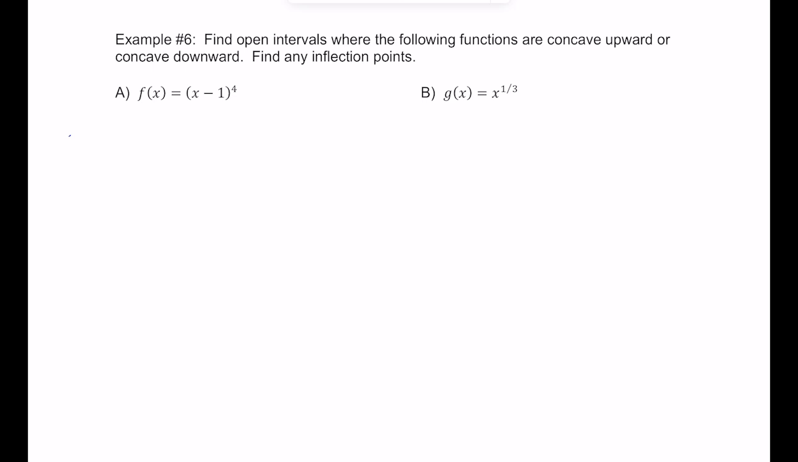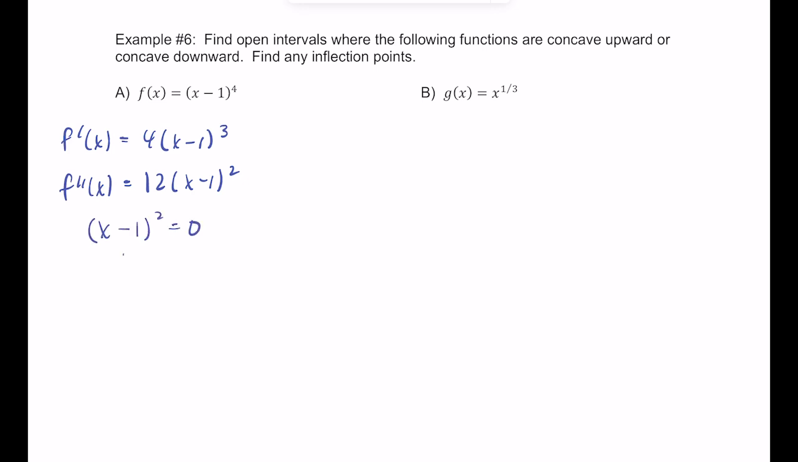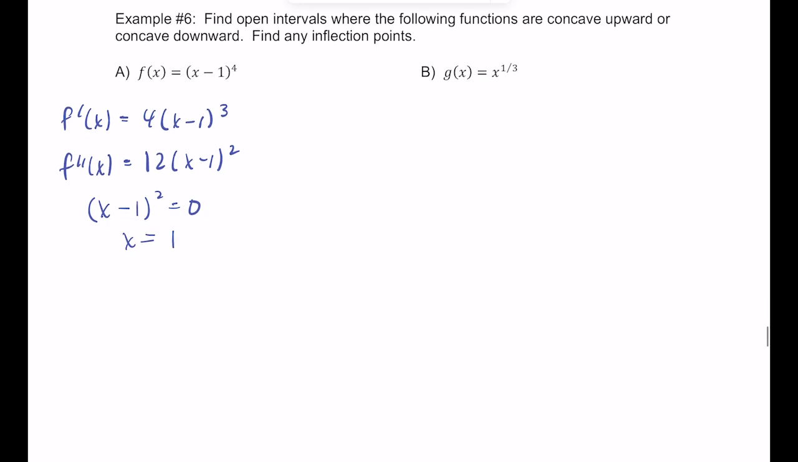Okay, so you can see here, I need to find the second derivative. To do that, I'm going to have to use the general power rule. And then I would do that again. And I get 12 times (x minus 1) squared. Okay, I need to find my critical value, so I'm just going to set (x minus 1) squared equal to 0. And of course, you just get x equals 1. Okay, so 1's my critical value.